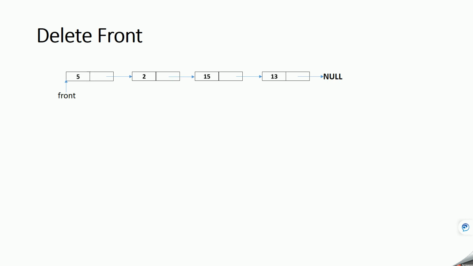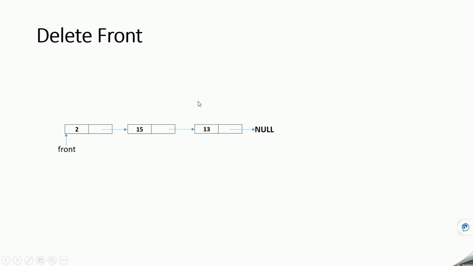Initially we will be given a linked list like this, and this is the front of the linked list, and this is the rear, meaning the end side of the linked list. Each box is called a node, and we will learn to delete the node from the front side. So we will delete this first 5, and after deleting we'll have only 2, 15, 13 left in the linked list.